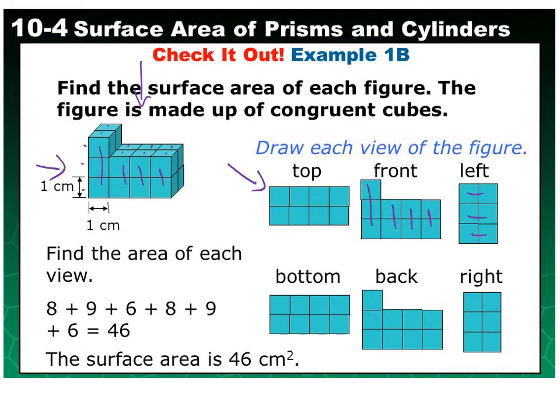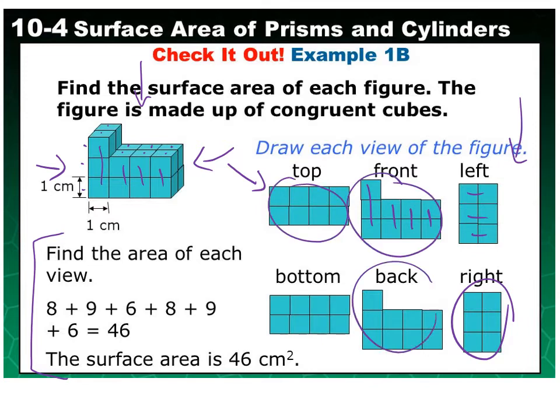And if we were standing on the right side, we would see this guy. So these are sort of like nets drawn to show what each view looks like. And what they've done down here to find the surface area is they've just counted up those blocks, saying there were 8 on the top and there were 9 on the front and 9 on the back, and they've added them all together and come up with 46.